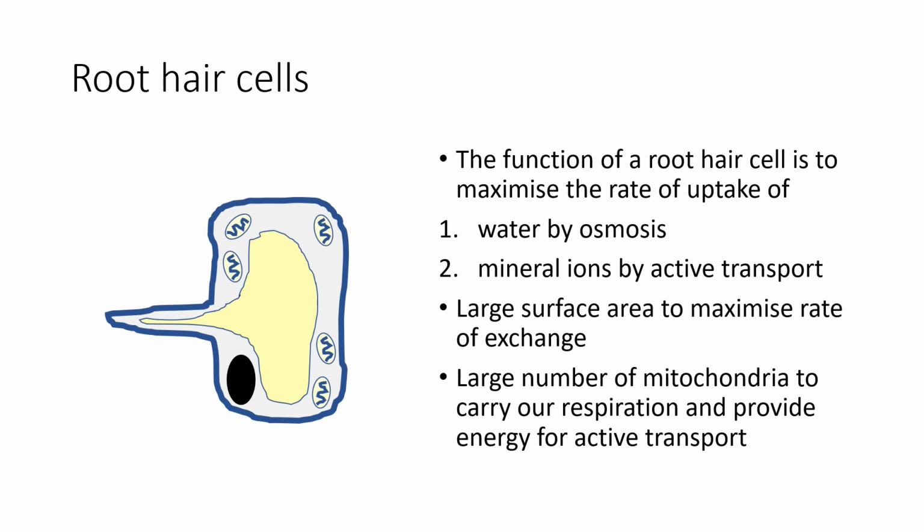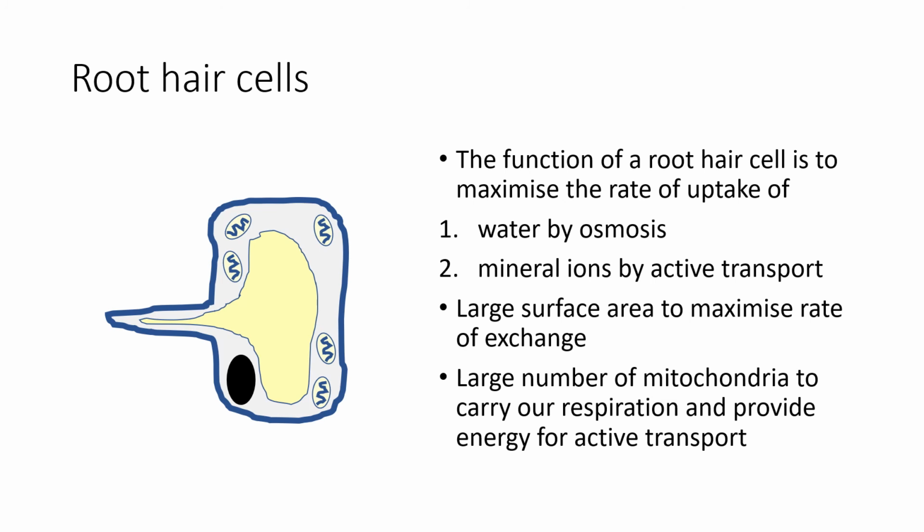Another type of cell you need to be aware of is a root hair cell. Remember, root hair cells are little cells found around a root. They're not the actual root themselves. So where you find those little fine hairs or fibers coming off a root, we talk about root hair cells. Their function is twofold. First is the uptake of water by osmosis, and the second is the uptake of mineral ions by active transport.